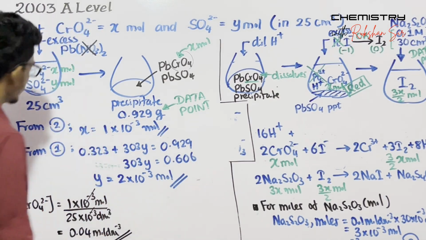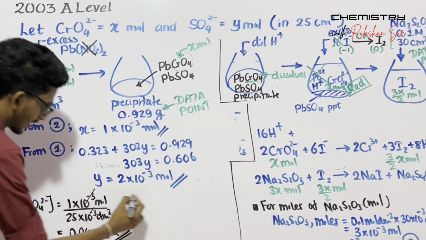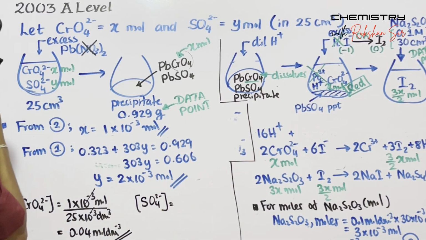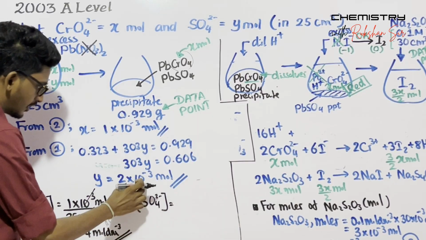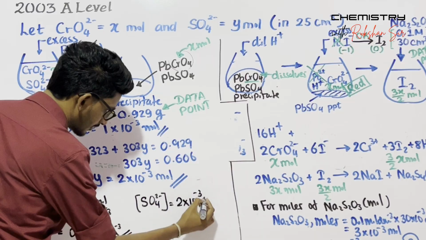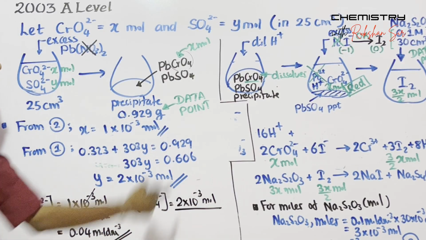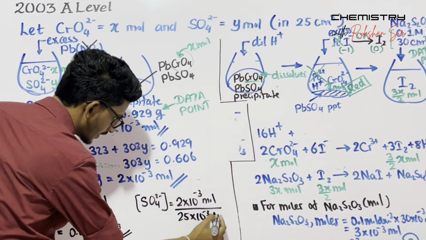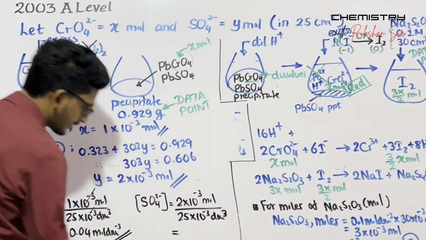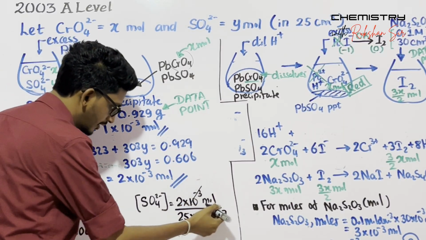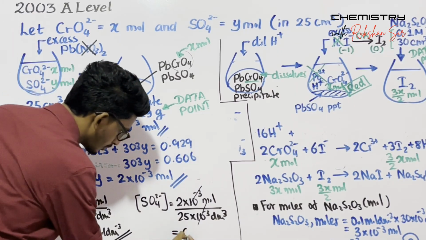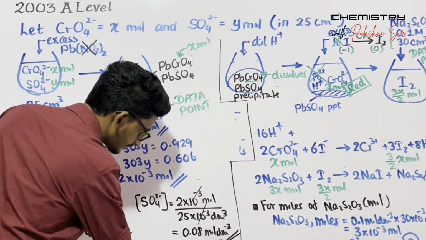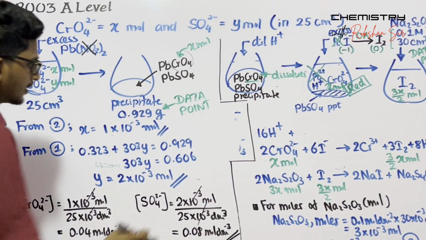Sorry, solution B, right? So let's come up with the concentration of sulfates as well. The number of moles of sulfate is y moles. Y means this value, 2 into 10 to the power minus 3 moles. That was inside 25 cubic centimeters. In decimeter cubes, we need to write. So 2 over 25 means 8 over 100. So that is 0.08.